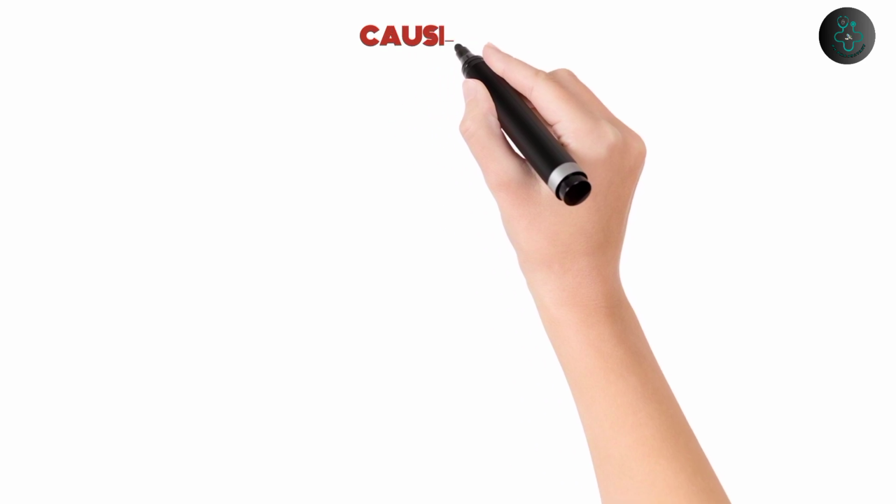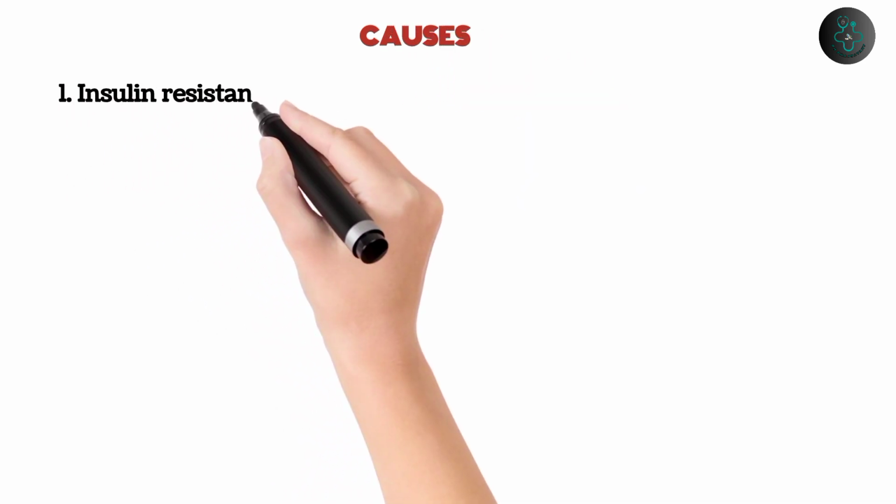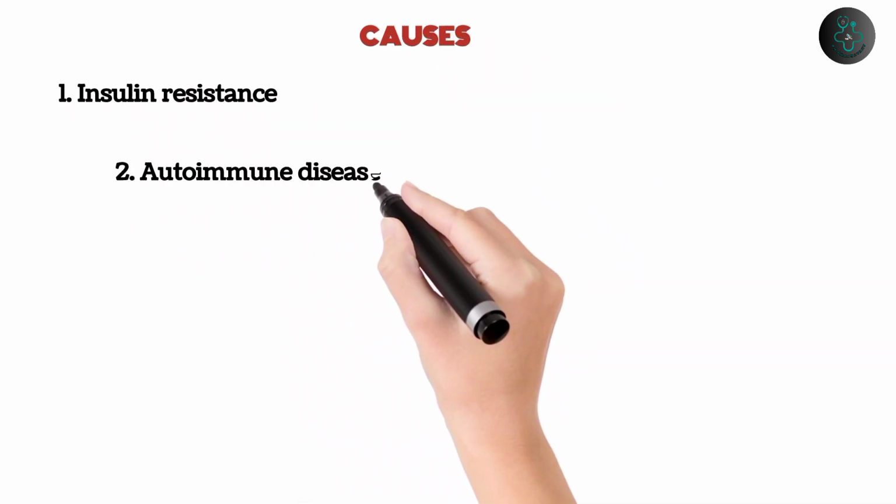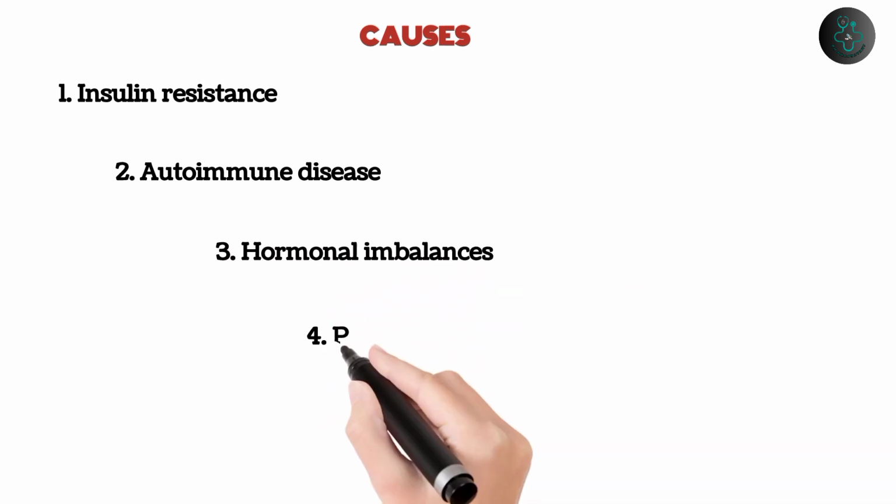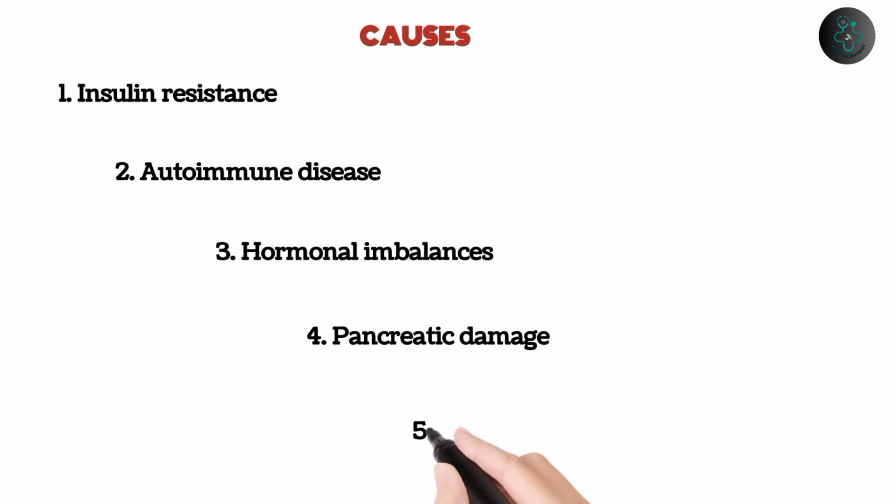So what are the common causes of diabetes? 1. Insulin resistance. 2. Autoimmune disease. 3. Hormonal imbalances. 4. Pancreatic damage. 5. Genetic mutations. This is not so common, mainly found in infants.